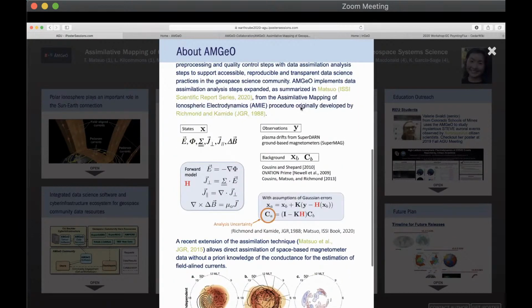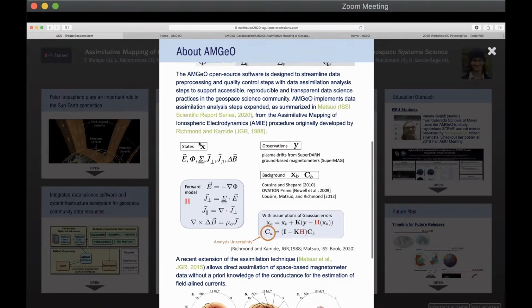What assimilative mapping does, bottom line, is that if you are familiar with the Kalman filter, it's solving the Kalman filter measurement update equations, shown here, or in the assimilation field it's called optimal interpolation. The states that we are solving for are all different kinds of electrodynamic variables: electric field, which is electrostatic, field-aligned currents, and both Pedersen and Hall currents. The derived quantities are Joule heating and Poynting flux as well.